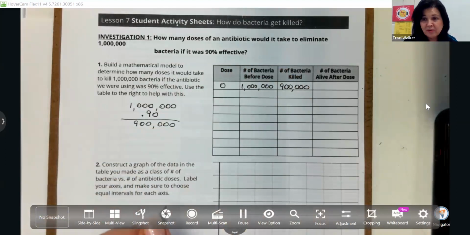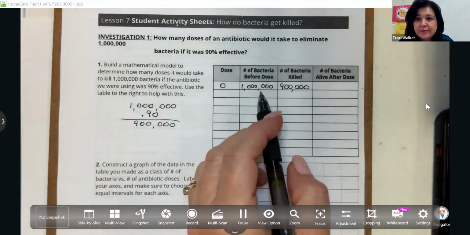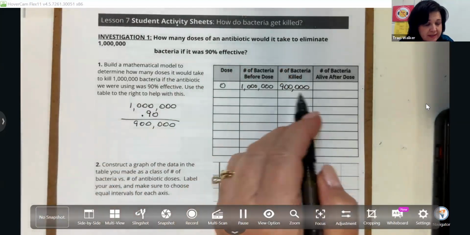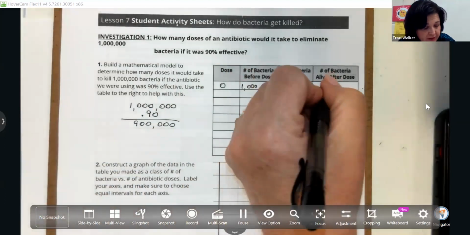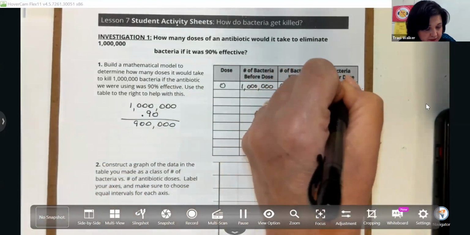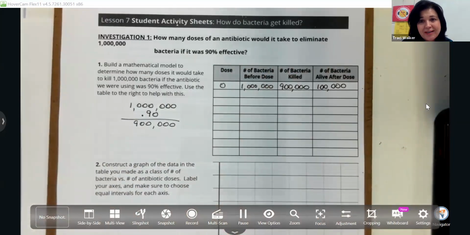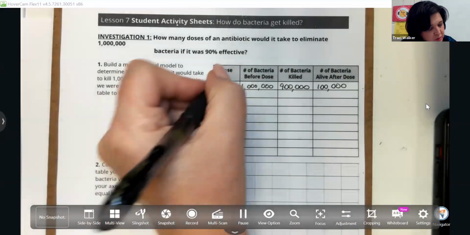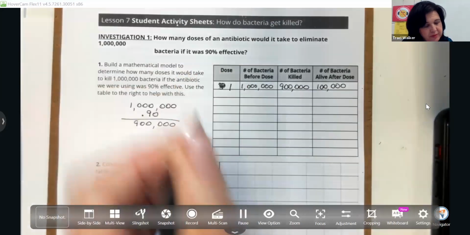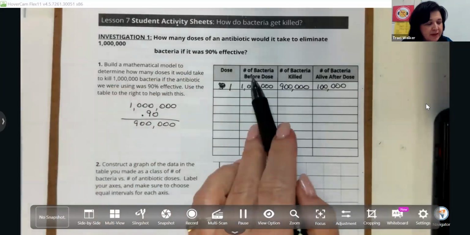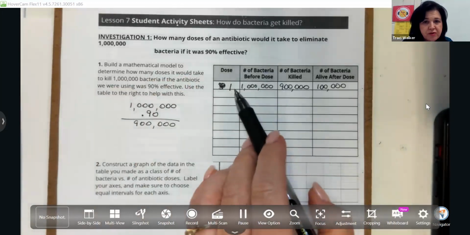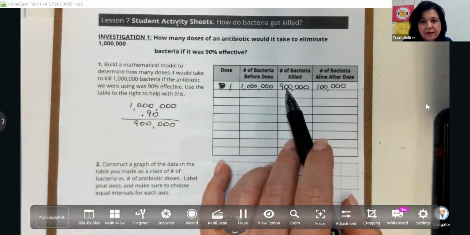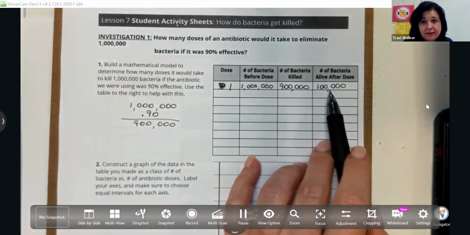Okay, that's going to give us a lot of relief. We're going to feel a whole lot better, but we didn't kill all of them. So 1 million minus 900,000 means that we have 100,000 bacteria alive still after 1 dose. Okay, so we'll make this a 1. This will make it easier because it says number of bacteria before the dose. So on our first dose, we had 1 million, we killed 900,000, and so we have 100,000 left.